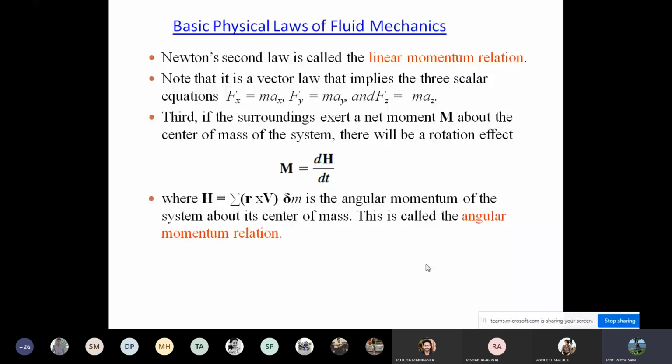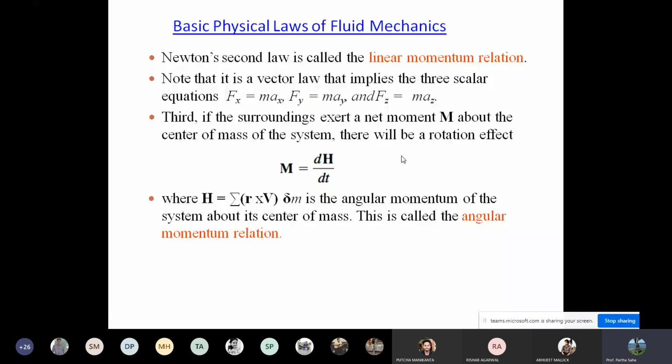Acceleration in the x, y, and z direction can be given by Fx, Fy, and Fz. Third is if the surroundings exert a net moment M. Third consideration: if it exerts a net moment M, you are going to consider a moment about the center of mass of the system.